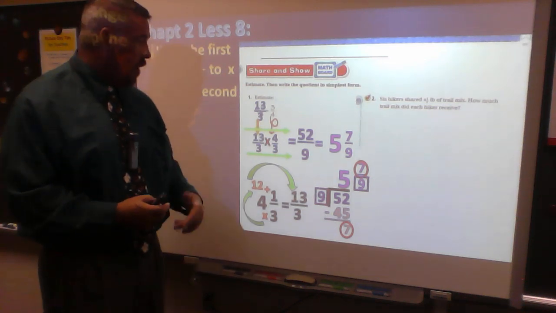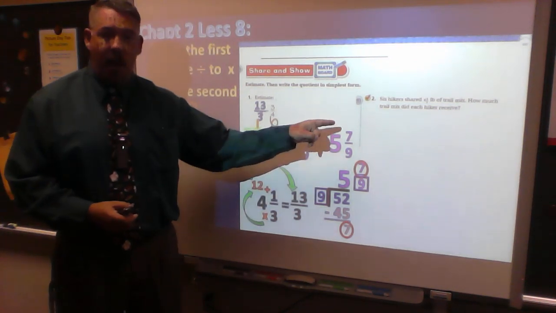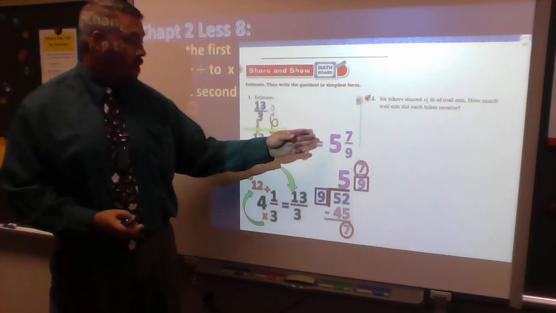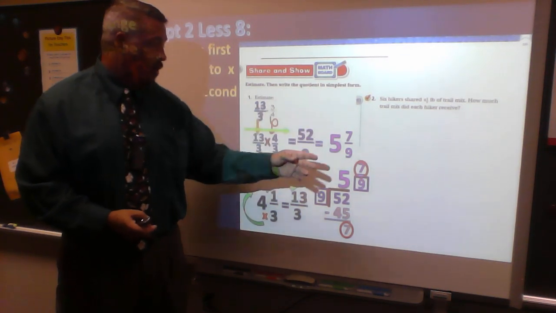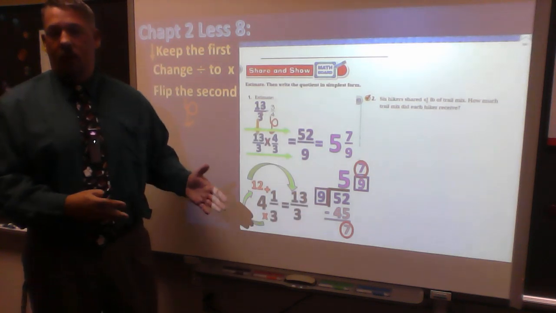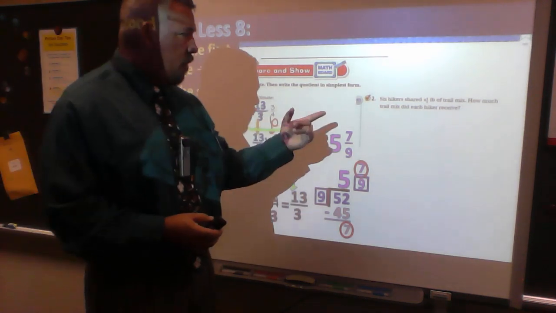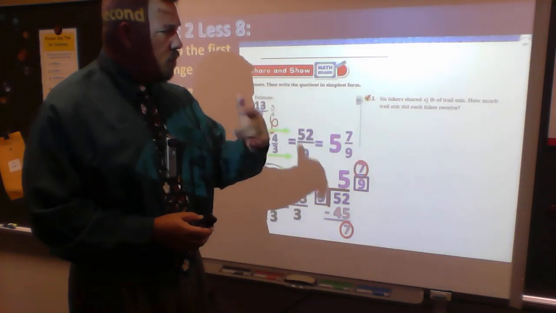If I want to check it, if I multiply and add real quickly, well, 9 times 5 is 45 plus 7 is 52. Yeah, I get the same thing that I would have had. All right, so 6 hikers shared 4.5 pounds of trail mix.